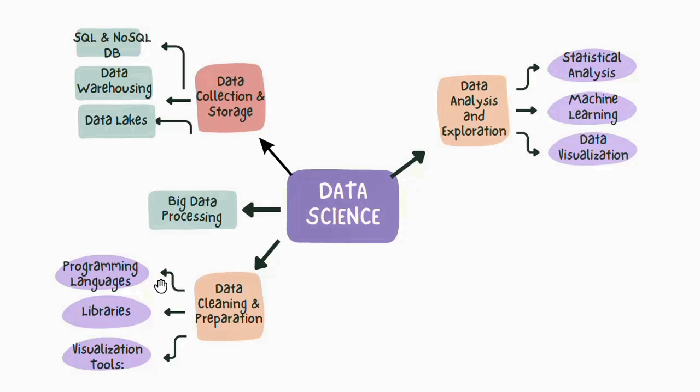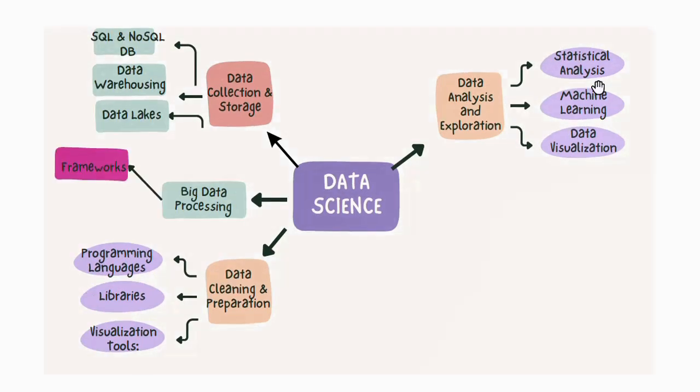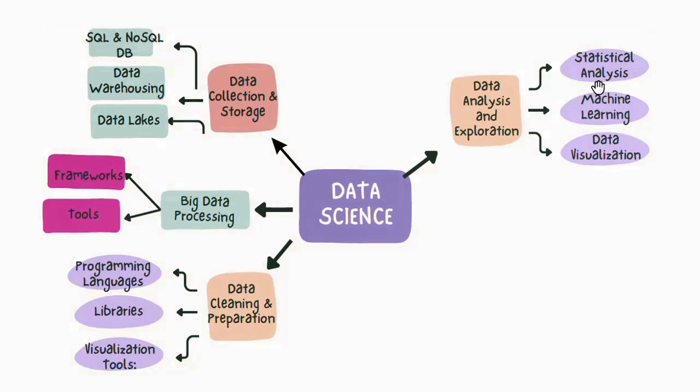Next category is big data processing. Big data frameworks and tools play a crucial role in data science by enabling the processing, storage, and analysis of large volume of data. The best frameworks and tools are Apache Hadoop, Apache Spark, Apache Kafka, MongoDB, HBase, Amazon EMR, Google BigQuery, Tableau, and Microsoft Azure can also be used.